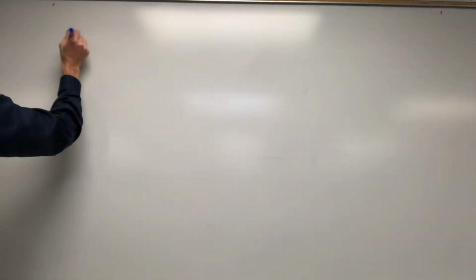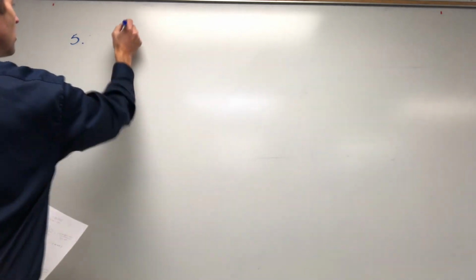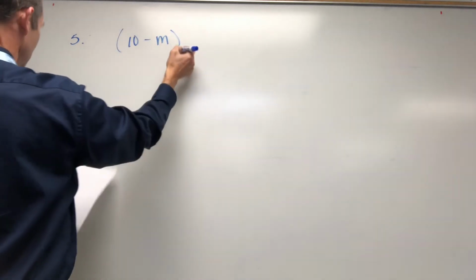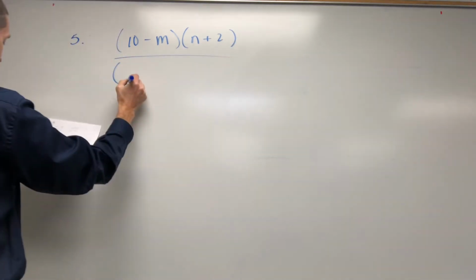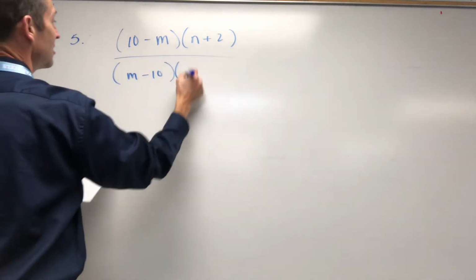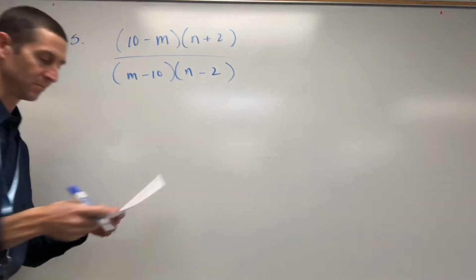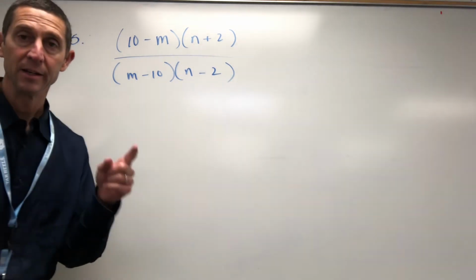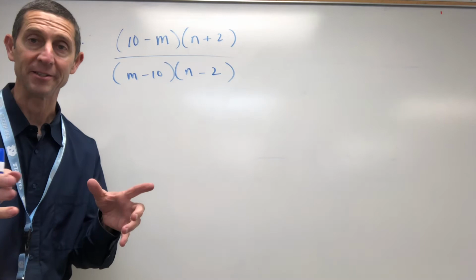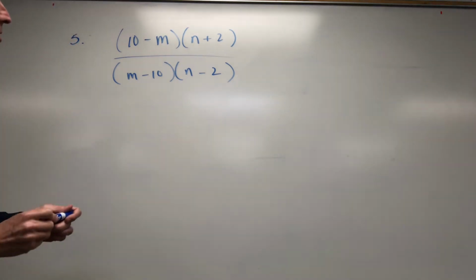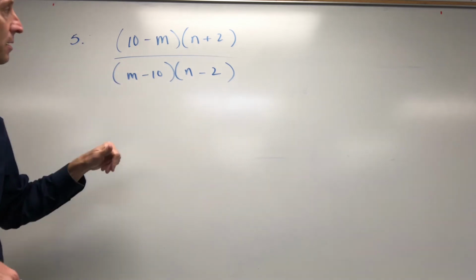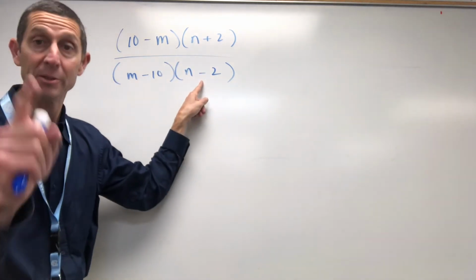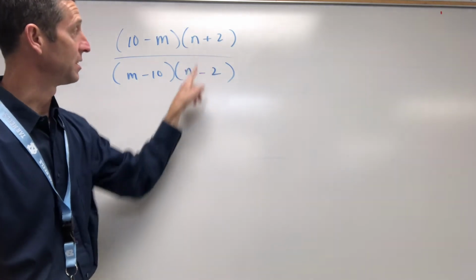Number 5. What do we got for 5? Oh, on the assignment, they have some they're going to try to trap you with. Okay, so they're going to try to trick you a little bit on this. Run up to this problem. Here's 10 minus m. Here's m minus 10. They don't cancel yet. Here's m plus 2, m minus 2.